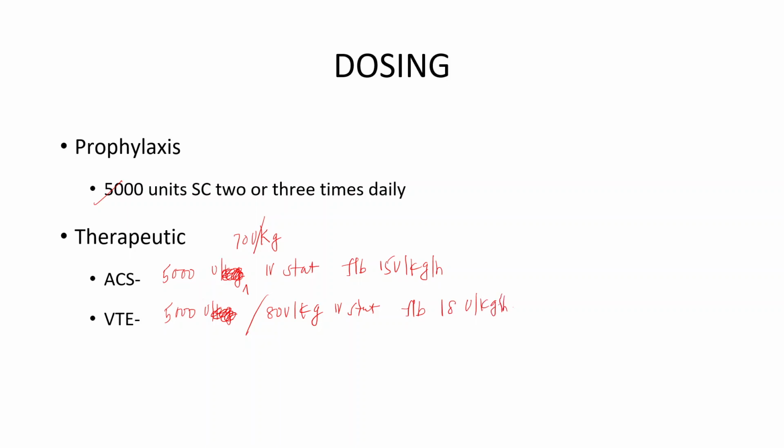Okay, so you can give a bolus dose of 5,000 units, followed by, if it is acute coronary syndrome, 15 units per kg per hour. If it is a venous thromboembolism, you give 18 units per kg per hour. So this is the dosing. If you are doing your residency, then you must be familiar with all these dosings.